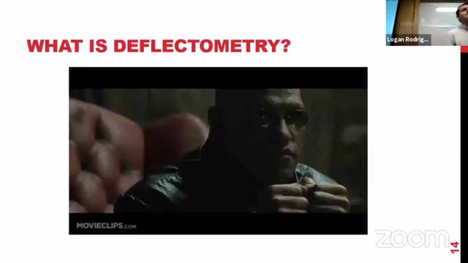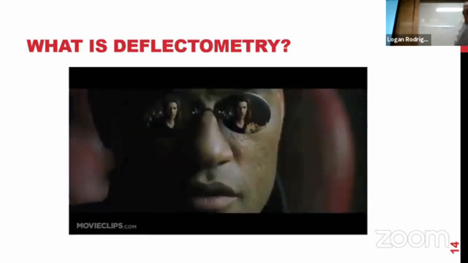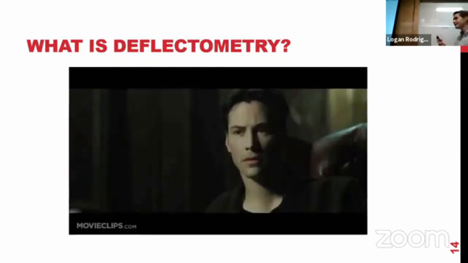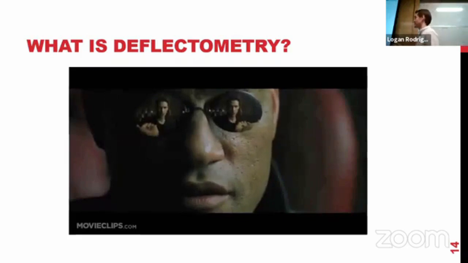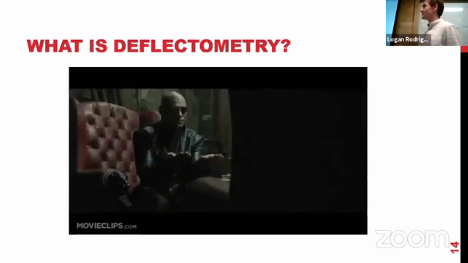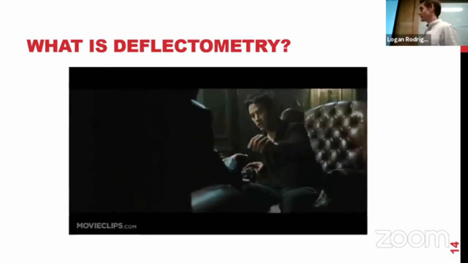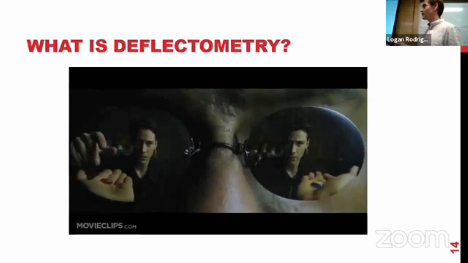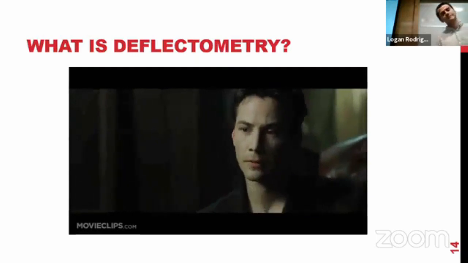So with that being said, what is going on in this scene? Deflectometry, actually. You can see a reflected image in Morpheus's glasses. You can see Keanu's eyes are seeing this image, okay? More important, we also see that there's a source in the scene. Keanu is reaching for the blue pill or red pill. These are the two sources in this scene. Keanu made the right choice. Excellent.